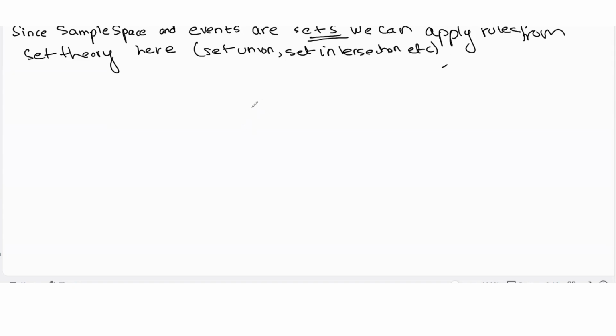So basically the idea over here is that we know the sample space is the set of all possible outcomes. Events are subsets of the sample space, so they are sets themselves. Since both sample space and events are sets, here we're going to apply rules from set theory. But first, look at the intersection of two events.